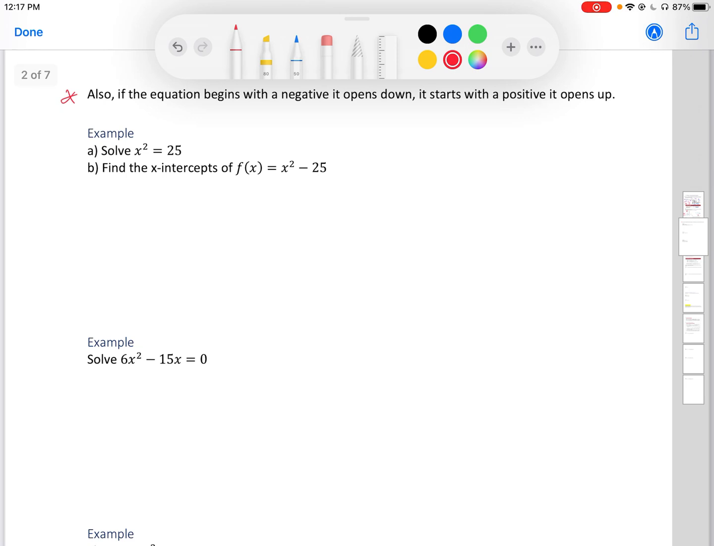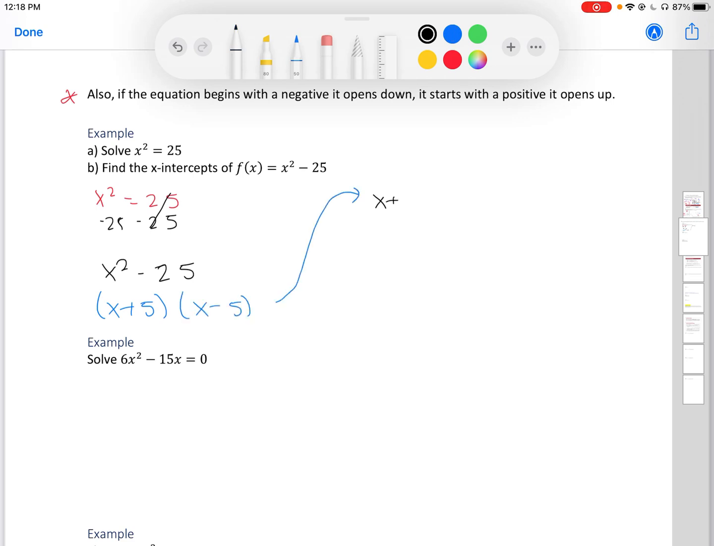Let's do an example. Solve x squared equals 25. All right, so we have, well, actually, the only method we have under our belt is factoring. We're going to learn two new methods in this section. So to solve, we need to set it equal to 0. So let's go ahead and subtract 25 from both sides. So we're left with x squared minus 25. All right, we can factor using difference of squares to be x plus 5, x minus 5.